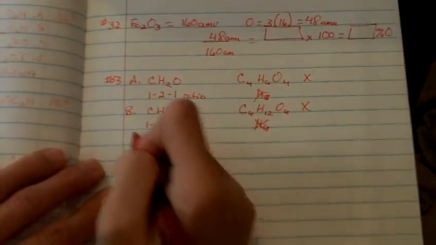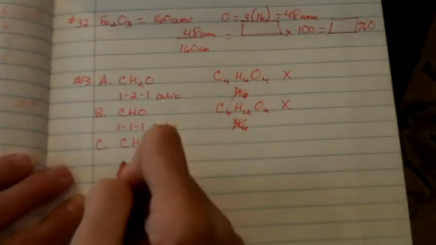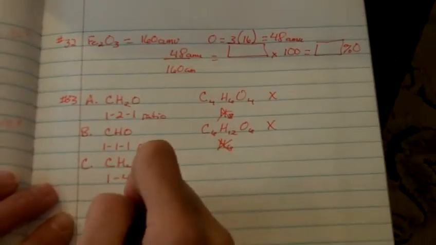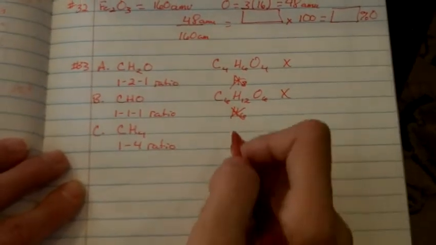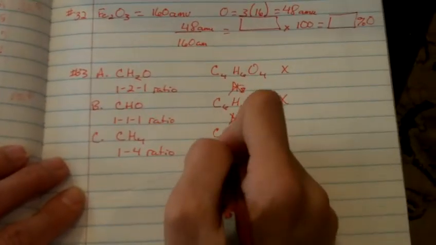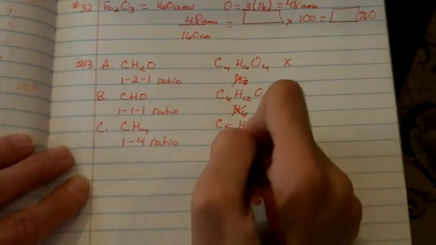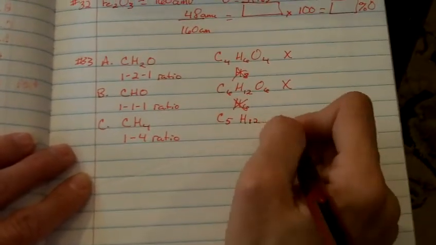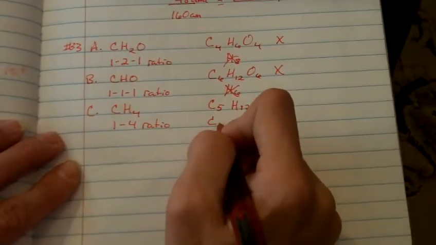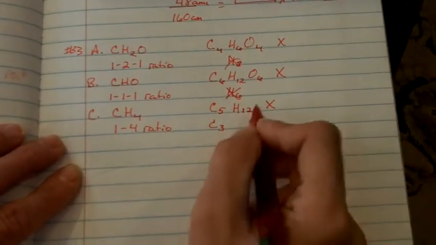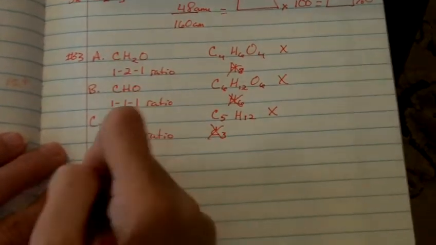Let's look at choice C. We are given CH4 as our empirical formula. That is a 1 to 4 ratio. And our molecular formula, we are given C5H12. That is not a 1 to 4 ratio. If these carbons were a C3, that would be correct, but they're not.